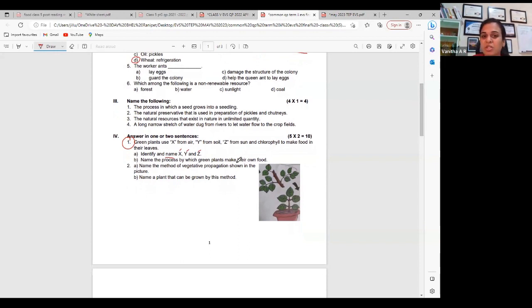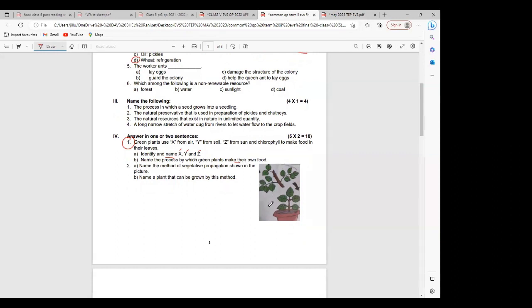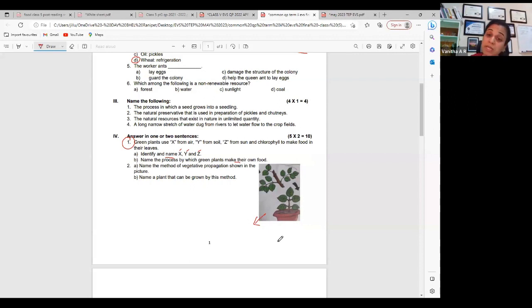Next is: name the process by which green plants make their food. So they are going to write the process name, just the word photosynthesis. This picture is taken from the textbook so that parents don't come up with complaints, because the child has a textbook in hand. So we would have familiarized them with some pictures also.